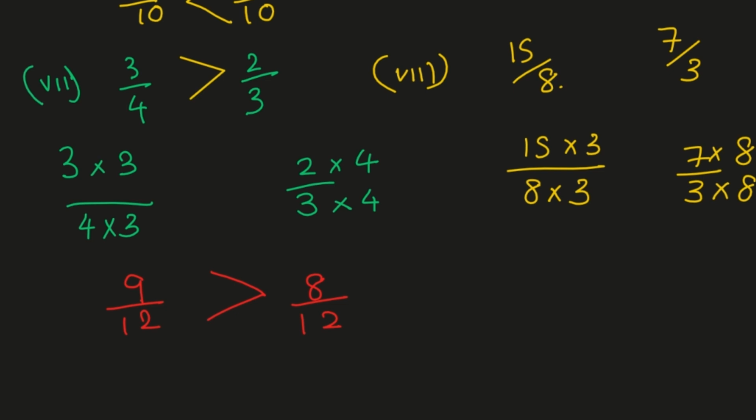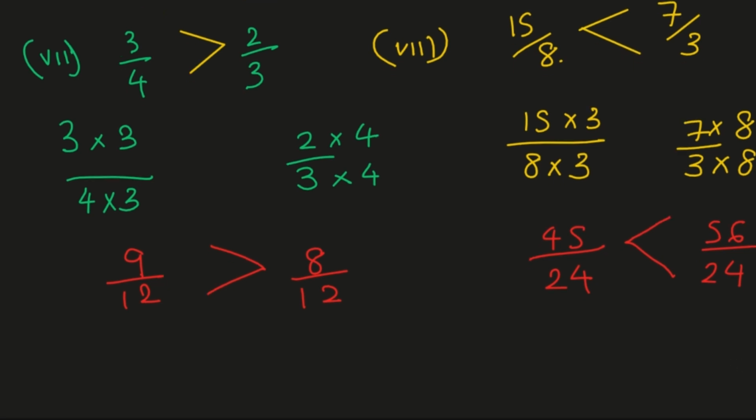And the answer will be 45 upon 24. Here 56 upon 24. So the larger fraction will be this one. So in the original case as well, the larger fraction will be 7 upon 3 is greater than 15 upon 8. So in the next section, we'll be moving to another set of exercises.